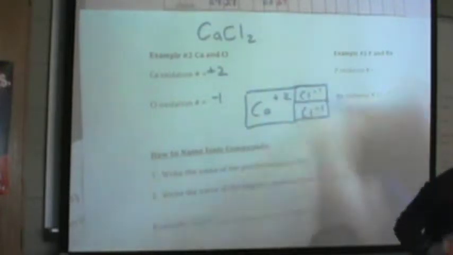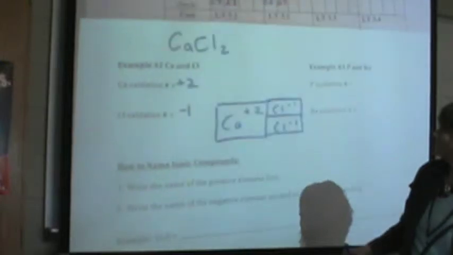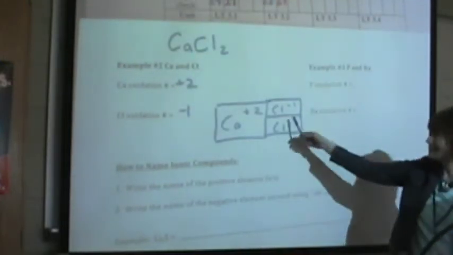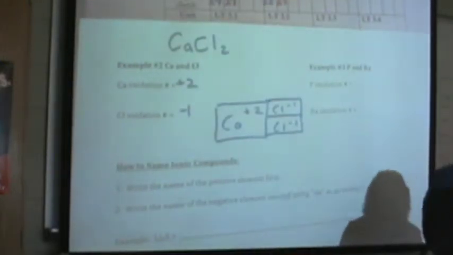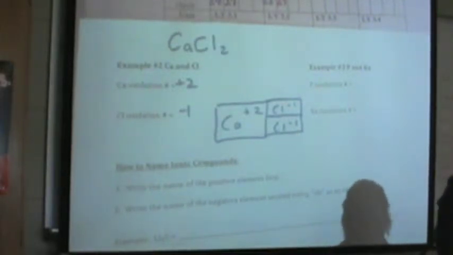So do you see why you need two of them? I need two -1s, so the 2 goes on the chlorine. I need 2 ions of chlorine to neutralize 1 calcium. Last but not least, the third one you're not going to like, but I promise it will make sense eventually.